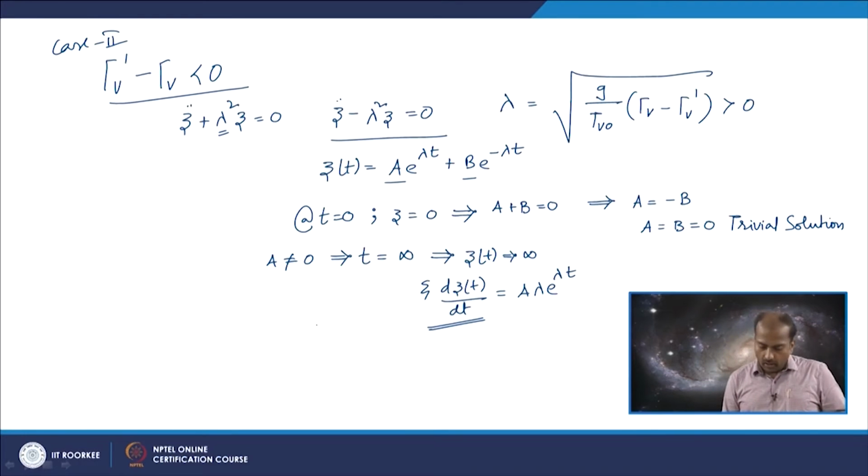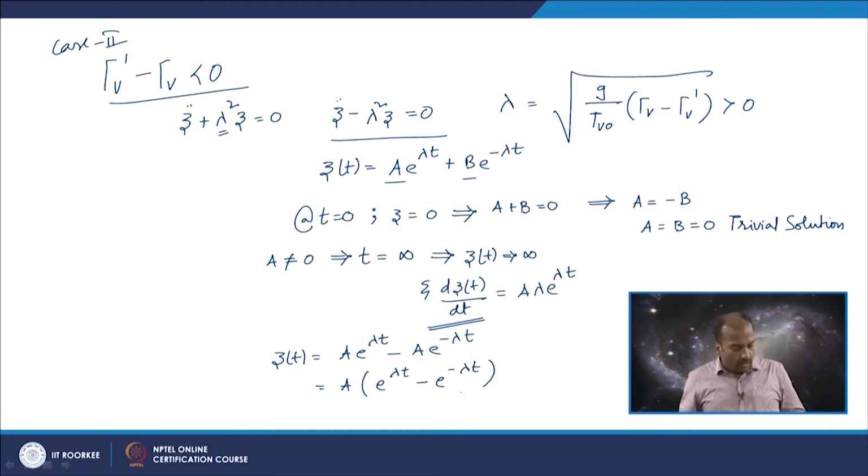So, now we simply take A is equal to minus B, that means we do not take two constants, rather we take B equal to minus A, that is it. So, now we can write the solution z of t as A e to the power of lambda t minus A e to the power of minus lambda t, or A times e to the power of lambda t minus e to the power of minus lambda t. So, what does it mean? So, the parcel is experiencing an accelerated motion.